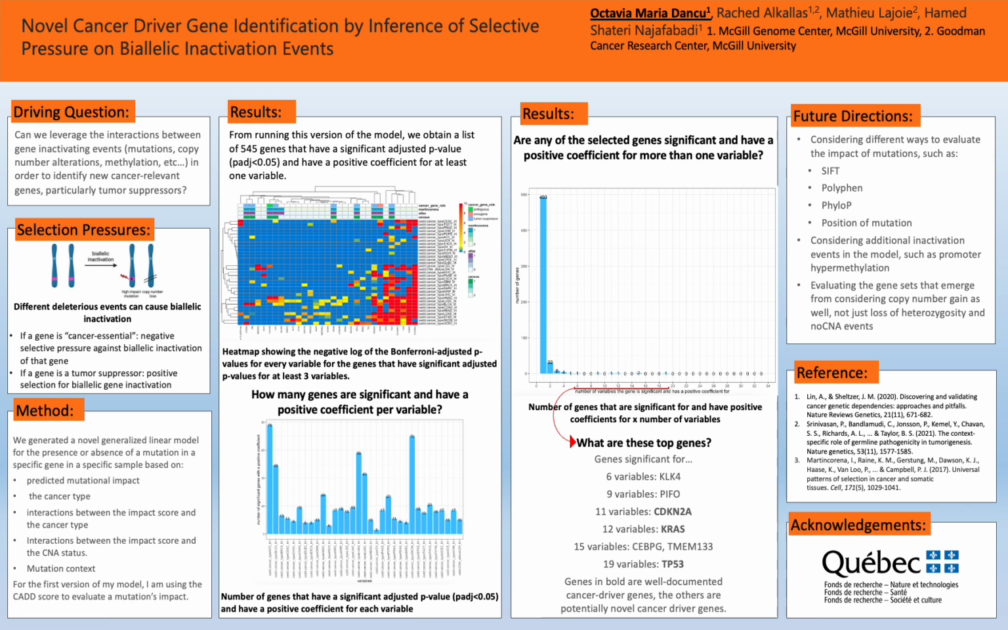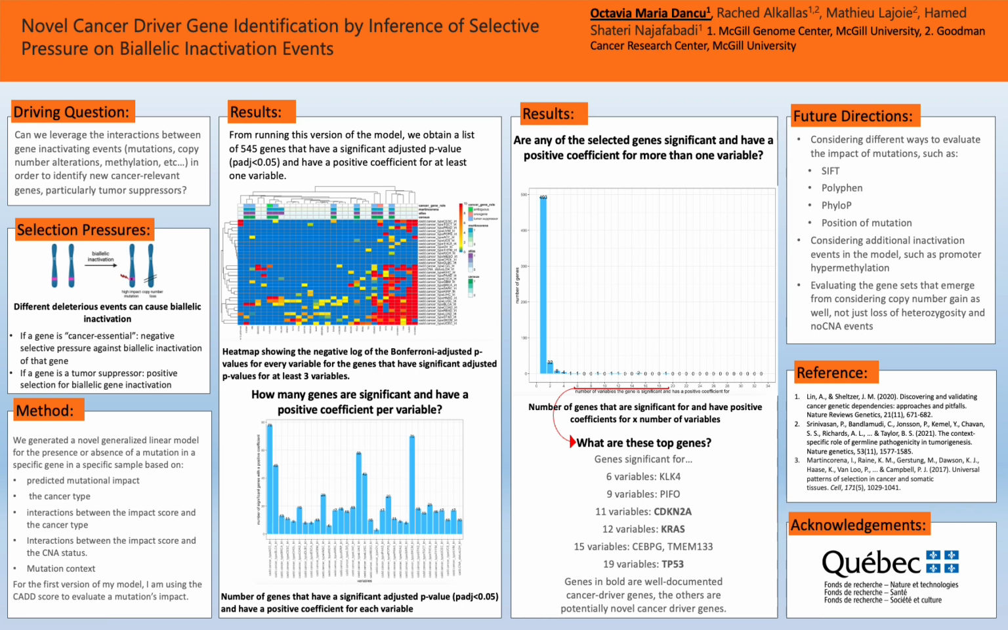In analyzing the results from our model, we asked ourselves, how many genes are significant and have a positive coefficient per variable? We can see that this varies quite a bit, from some interaction terms having many significant positive genes, like the CAD-ACC interaction term, to some terms having very few positive significant genes associated with them, as you can see from the chart there.